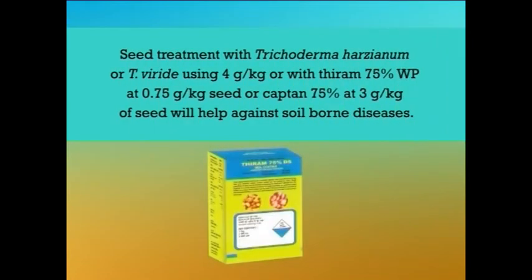Seed treatment with Trichoderma harzianum or Trichoderma viride using 4 gram per kg, or with Thiram 75% wettable powder at 0.75 gram per kg of seed, or Captan 75% at the rate of 3 gram per kg of seed will help against soil-borne diseases.